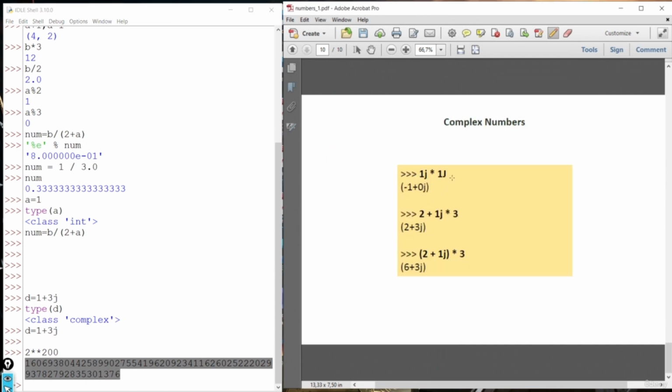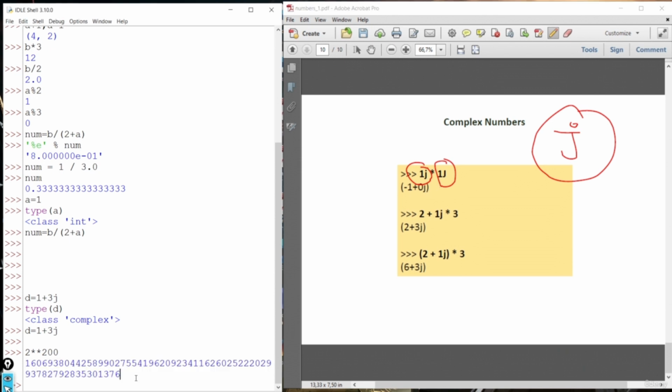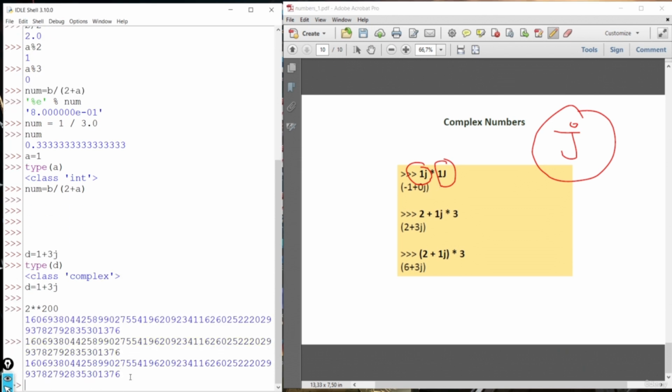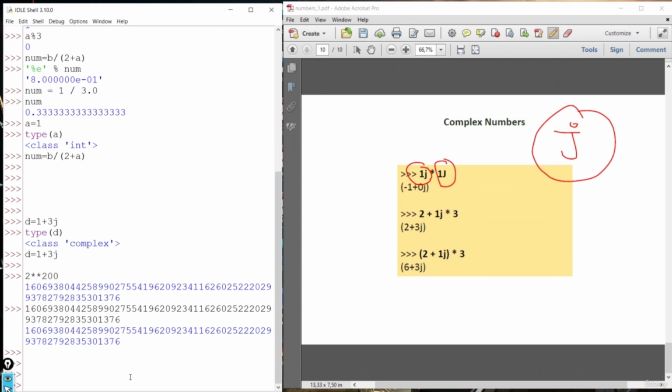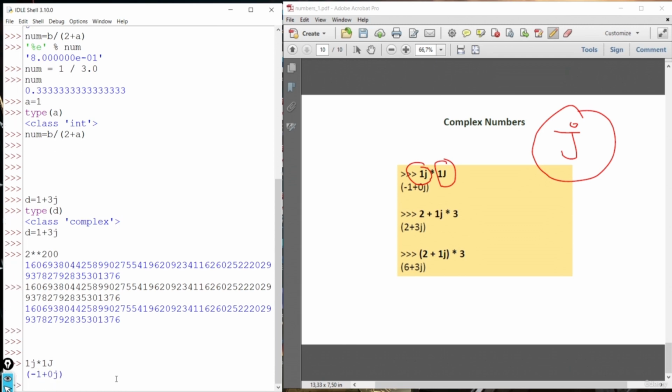I already said complex numbers can be obtained using the j symbol. Here two complex numbers: 1j multiplied by 1 capital J. Capital J is also accepted as a complex value. So 1j is multiplied by 1 capital J. The result is minus 1. That is j square.